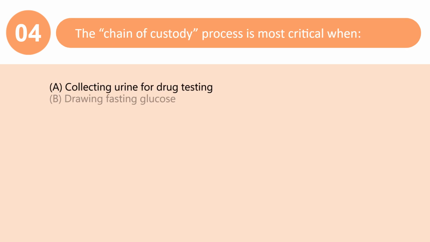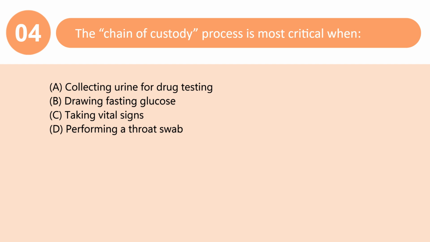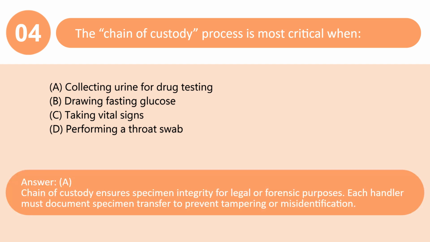The chain of custody process is most critical when: A. Collecting urine for drug testing. B. Drawing fasting glucose. C. Taking vital signs. D. Performing a throat swab. Answer: A. Chain of custody ensures specimen integrity for legal or forensic purposes. Each handler must document specimen transfer to prevent tampering or misidentification.